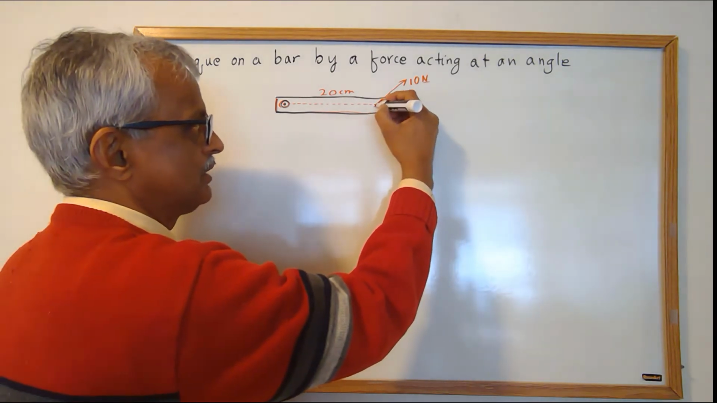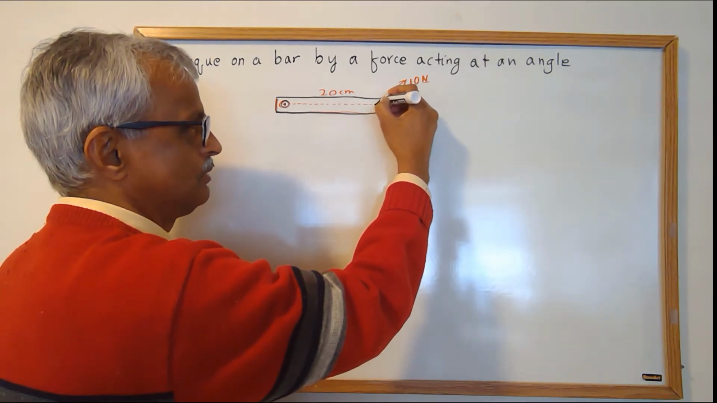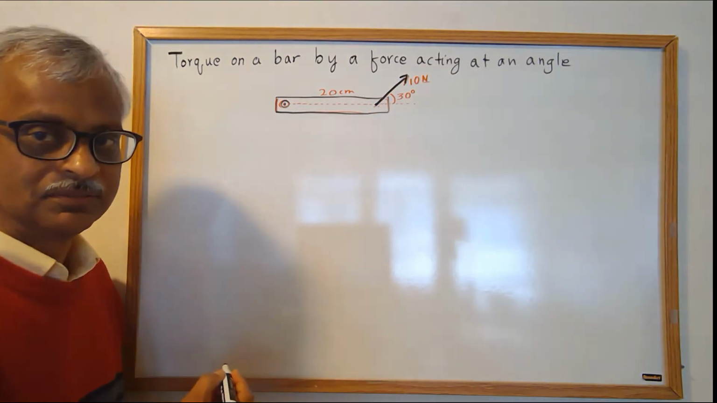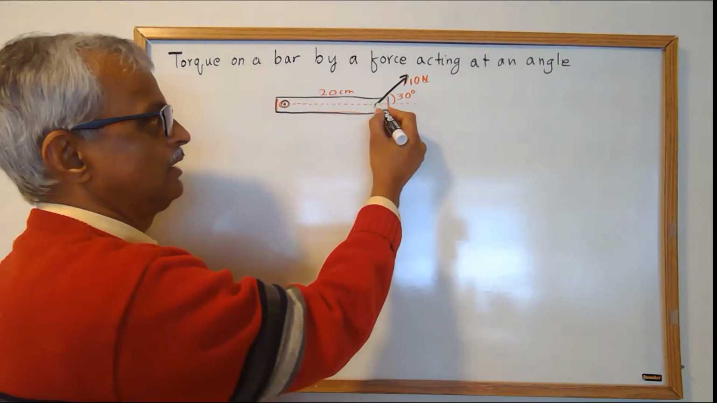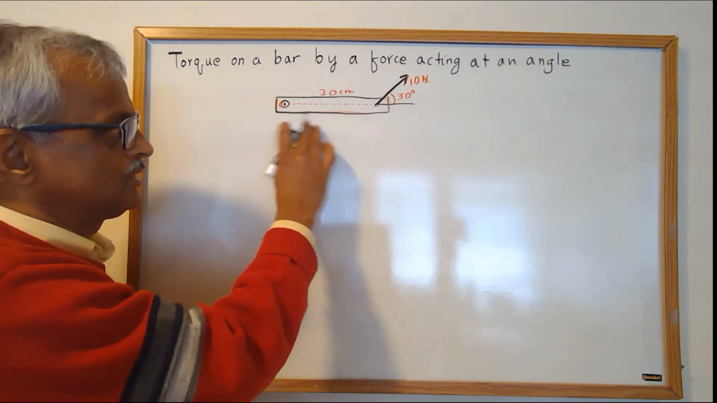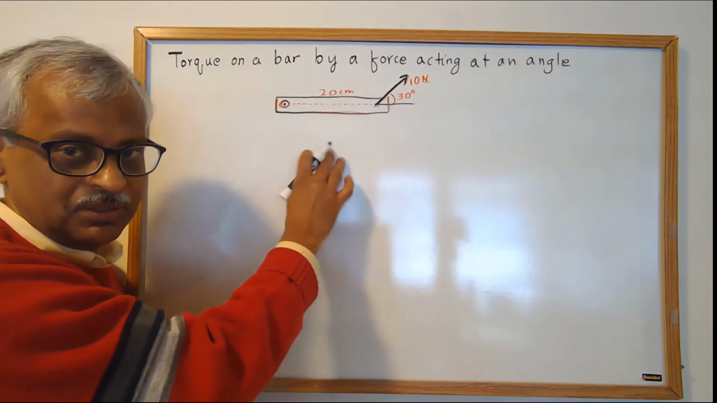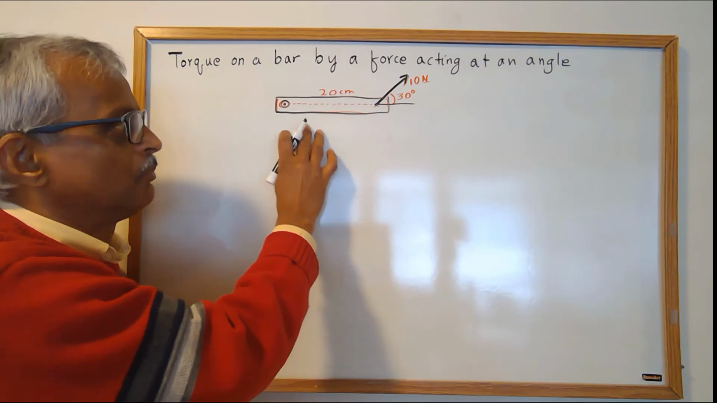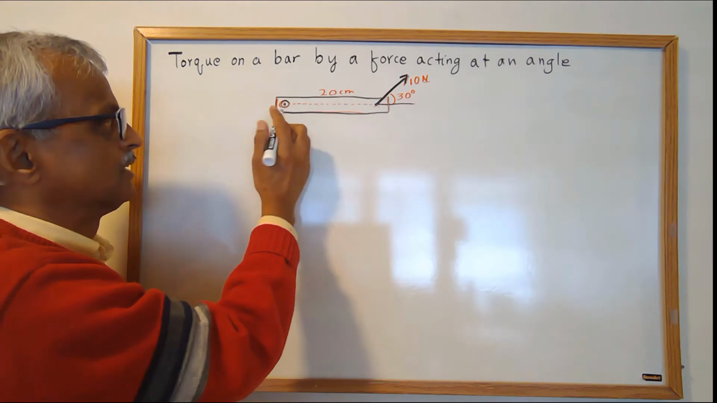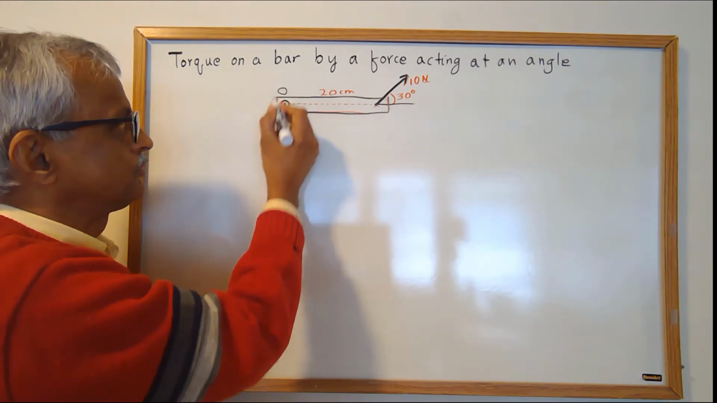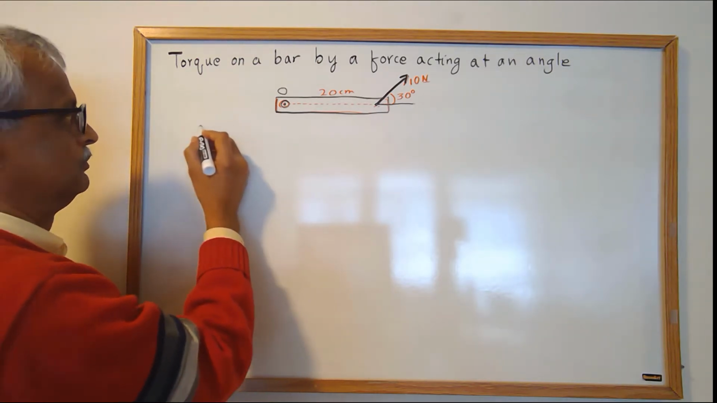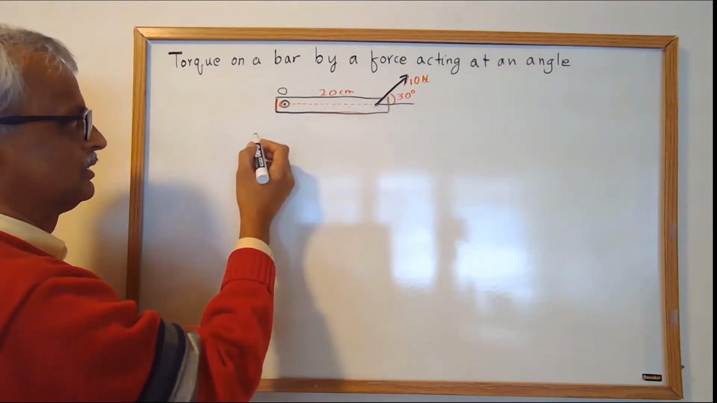And maybe there is something tied here, and a force of 10 Newtons is applied in that direction. And that direction is 30 degrees in that way. There are other forces, like the force of gravity and other things. We're not looking at that right now. We just want to figure out the torque by this force about this point. Let's call that point O. So the first question is how to find the torque.